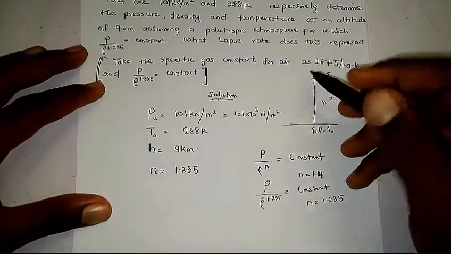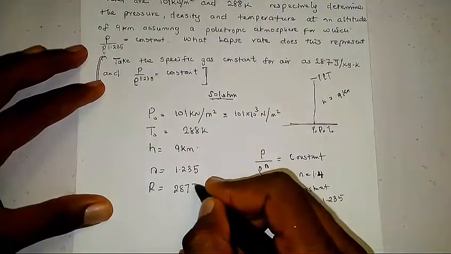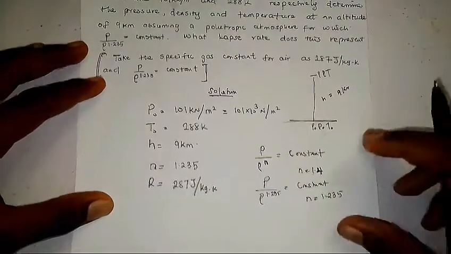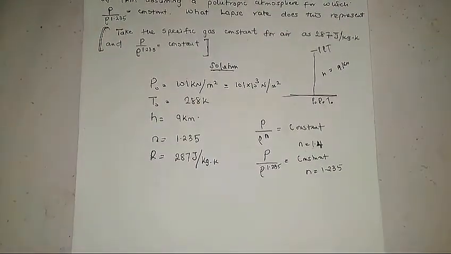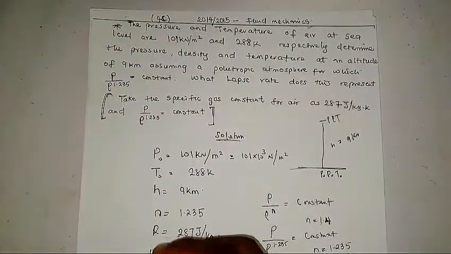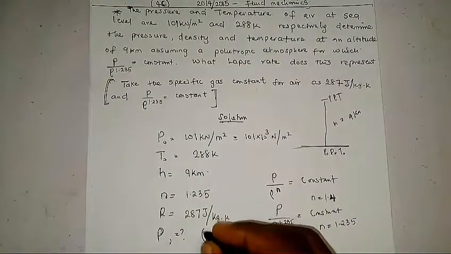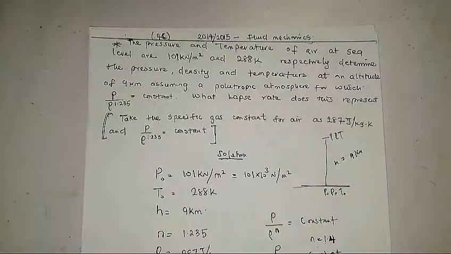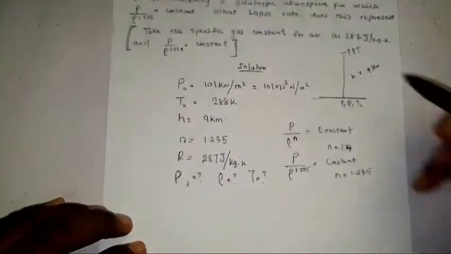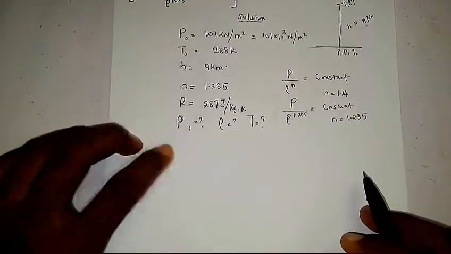Now we are given my specific gas constant, which is represented as R, which is 287 joule per kilogram per Kelvin, right? So I've written out all my parameters. Now remember the question says we should calculate the pressure at the height, which is unknown, the density at the height, which is unknown, and the temperature at this height, which is also unknown. So I'm looking for these. How do I find this? First, let's go with pressure.